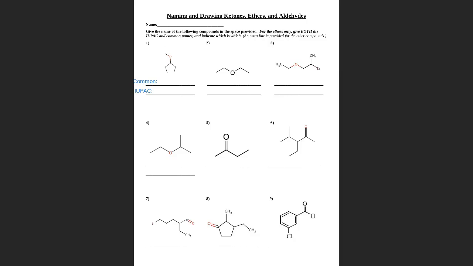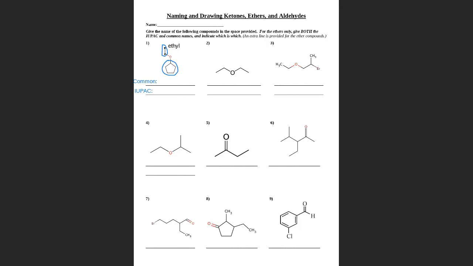Okay, so for common naming, all you have to do with an ether is to look at the two sides of the oxygen. So here's one side of the oxygen, and here's the other side of the oxygen. And you name each side as a substituent, as a branch. And so this is, of course, a 2-carbon branch. And what would a 2-carbon branch be called? Yeah, ethyl.